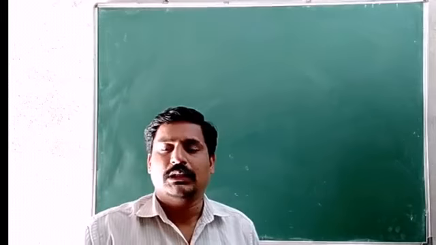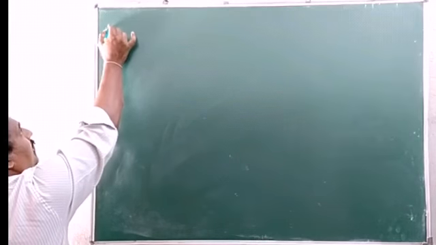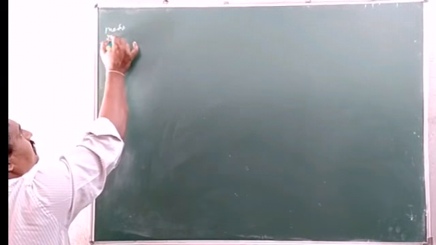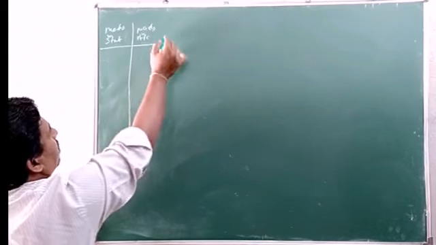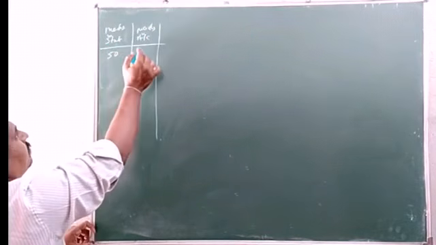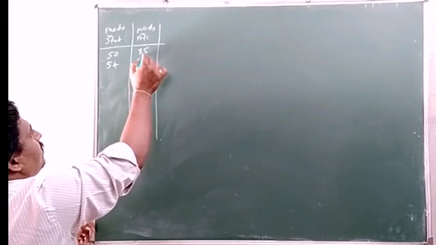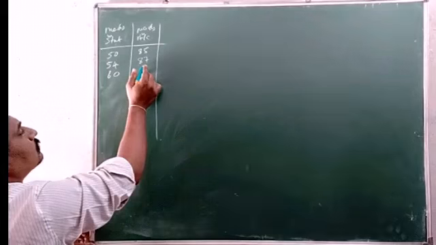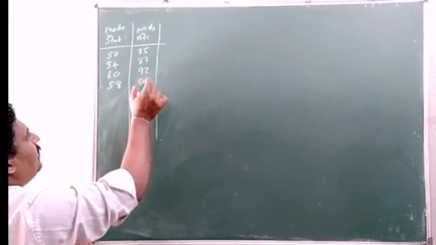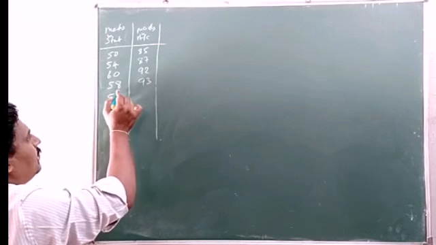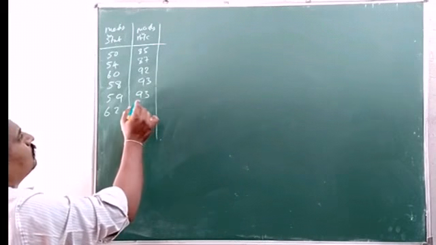Calculate the Karl Pearson's coefficient of correlation for the following data, where marks in statistics: 50, 54, 60, 58, 59, 62, and marks in accounts: 85, 87, 92, 93, 93, 95.